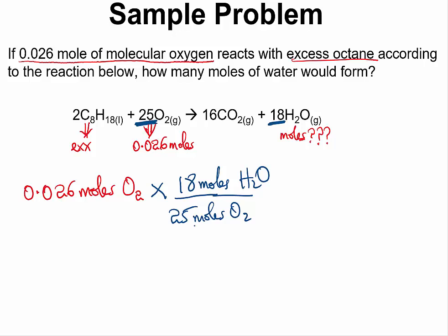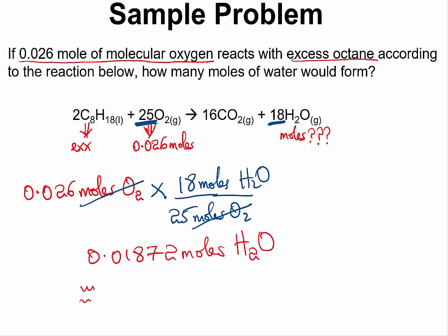Moles of oxygen will cancel out. My calculator gives me 0.01872 moles of water, which we then need to round to two significant figures based on the measurement given to us. So this will be 0.019 moles of water.